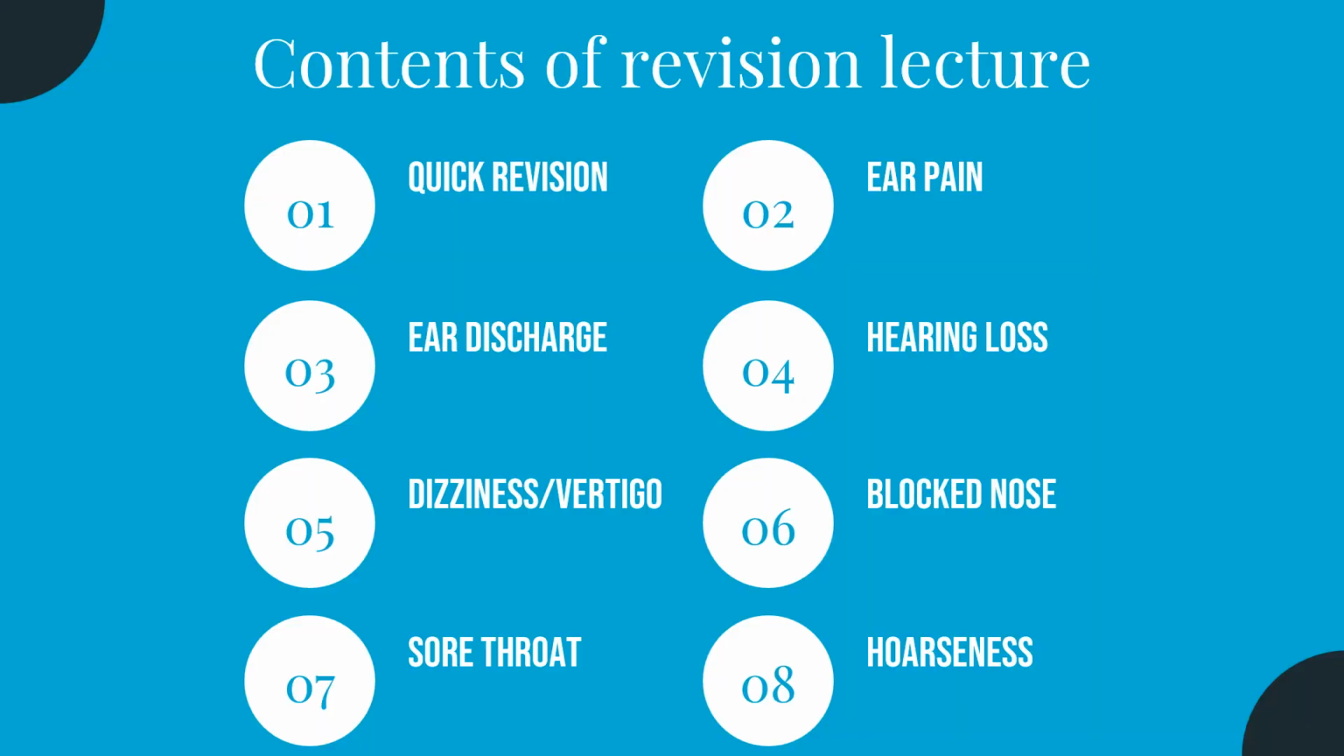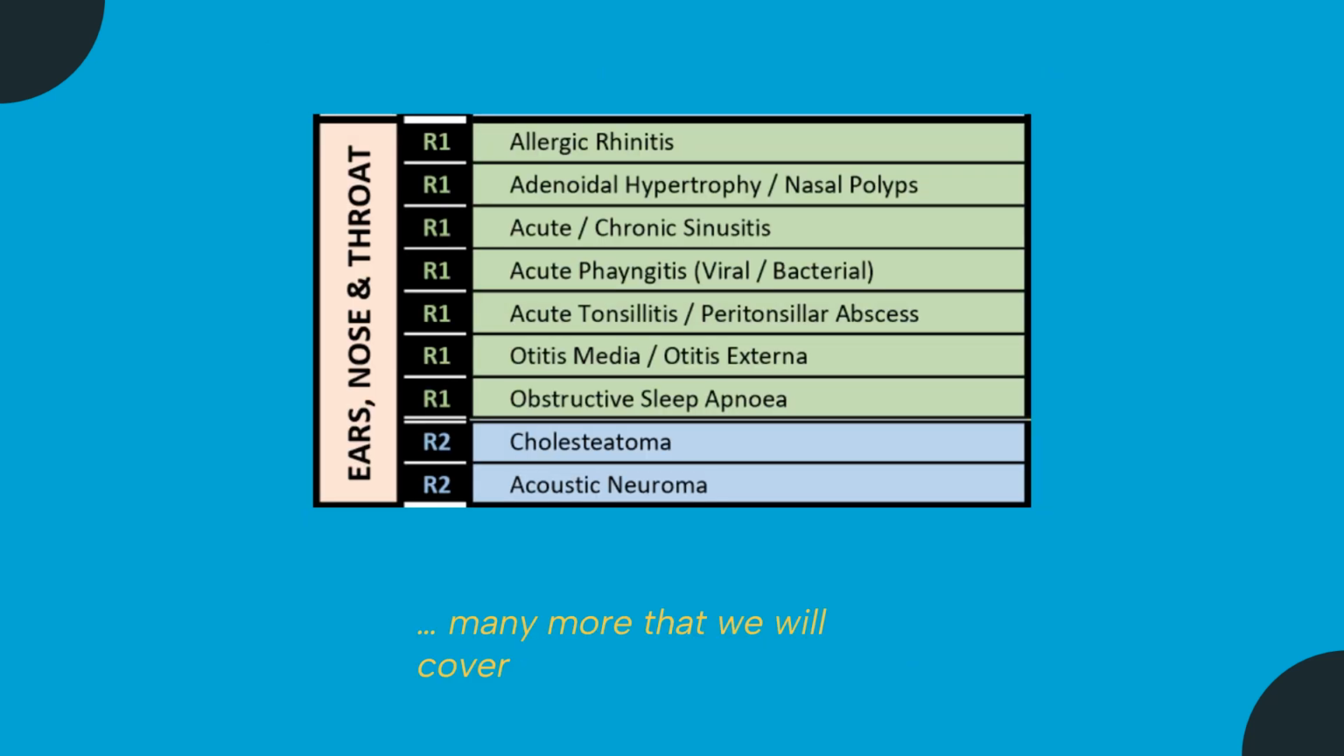So in terms of the contents of the revision lecture, we'll start off with some quick revision of the anatomy and basic concepts. Then we'll move on to ear pain and discharge, hearing loss, dizziness, vertigo, blocked nose, sore throat, and hoarseness. This should get us through the vast majority of the content so that we can give you the best shot on your exam.